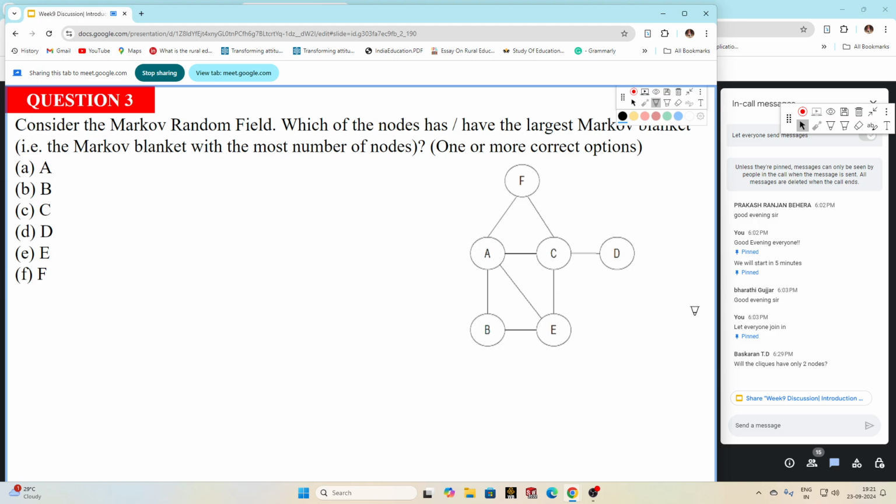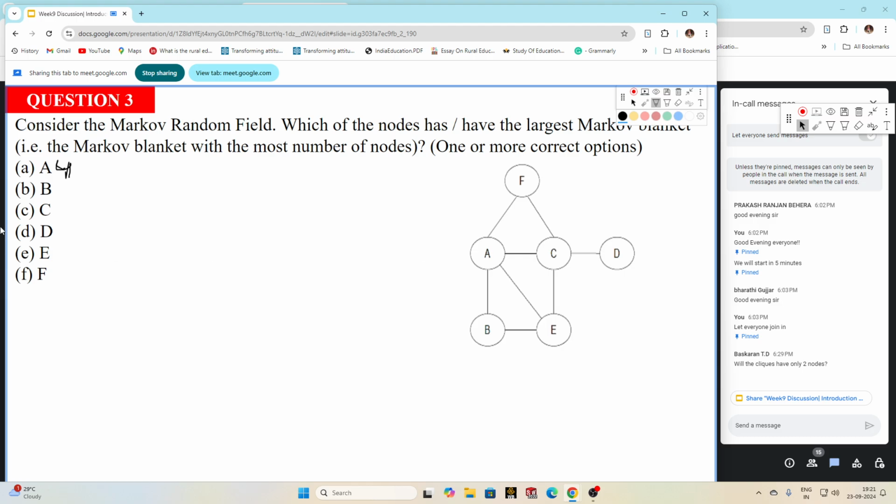Now move on to question number 3. Consider the Markov random field. Which node has the largest Markov blanket, that is, the Markov blanket with the most number of nodes? One or more options can be correct. So which node has the largest Markov blanket? Let's say A. What are the neighbors of A? F is a neighbor of A, E is a neighbor of A, B is a neighbor of A, and C is a neighbor of A. So A has 4 nodes in the blanket.